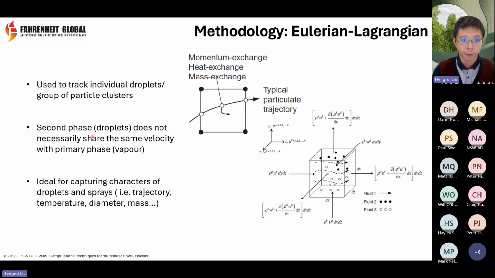The second phase of droplets does not necessarily share the same velocity, temperature, mass, whatever. As I said, it's a secondary phase. The beauty of it is that it's ideal for capturing characteristics of the droplets and the sprays: the trajectory, basically the movement history, the temperature, the mass, the volume, the diameter, anything you can imagine of that droplet. We can track them throughout the whole life of the droplet as well. So that's a bit of background knowledge, and we will utilize this methodology in the later stage.